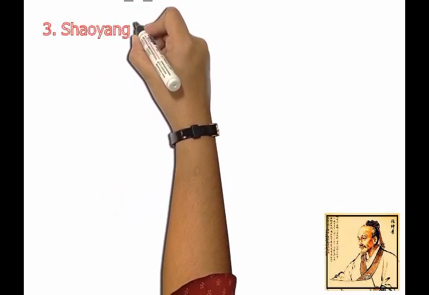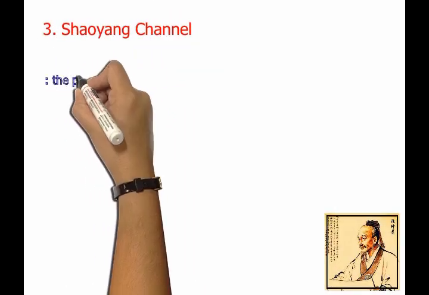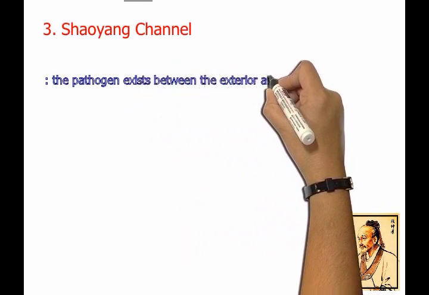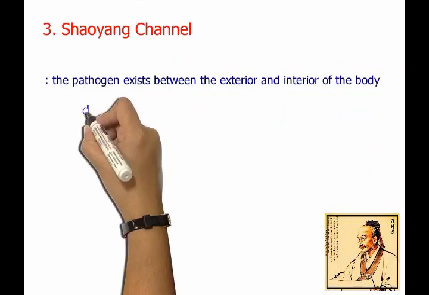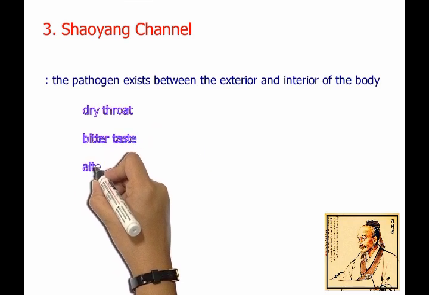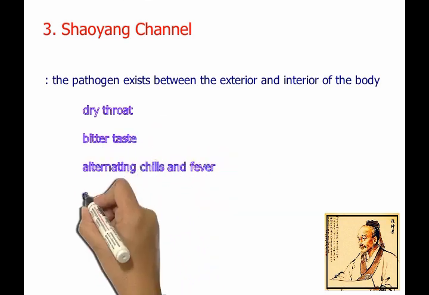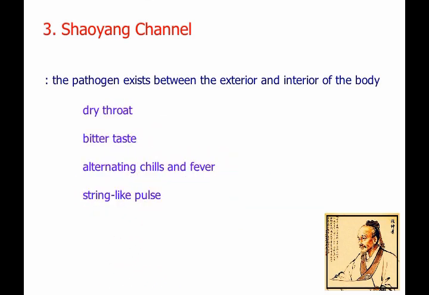Next, Shaoyang channel. The pathogen exists between half exterior and half interior of the body. Main signs and symptoms are dry throat, bitter taste, alternating chills and fever, and string-like pulse.